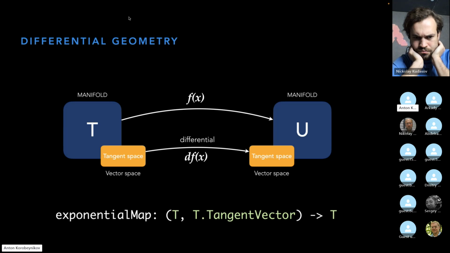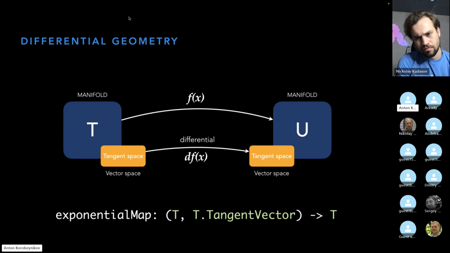Move it along the direction specified by the tangent vector. This operation is called the exponential map, and gradient descent uses exactly this operation. We take in a point and a tangent vector, and we produce a new point on the manifold. So, bringing these ideas and formalism from differential geometry, we can define a protocol in Swift that generalizes all types that we can do calculus on.